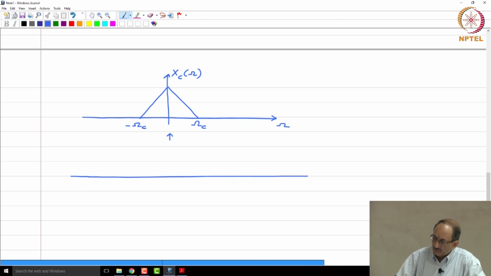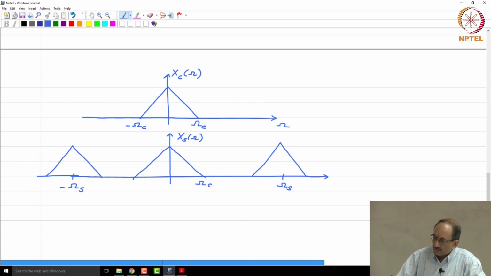And then what you have is Xs of omega, which is the periodic repetition of Xc of omega, the periodic repetition being omega s. I am just showing a couple of copies, the fundamental and the copy to the left and the copy to the right. So, this is omega c, this is minus omega c. The other important thing you have to keep in mind is the scale factor of 1 over T.